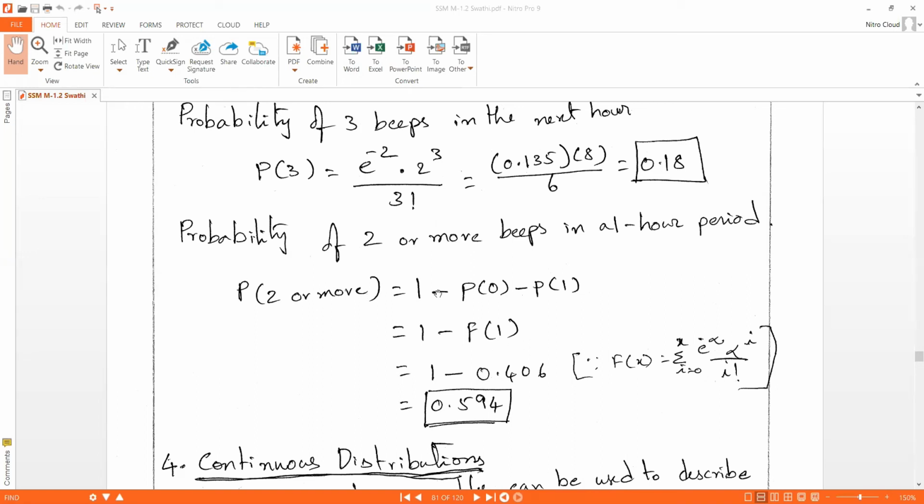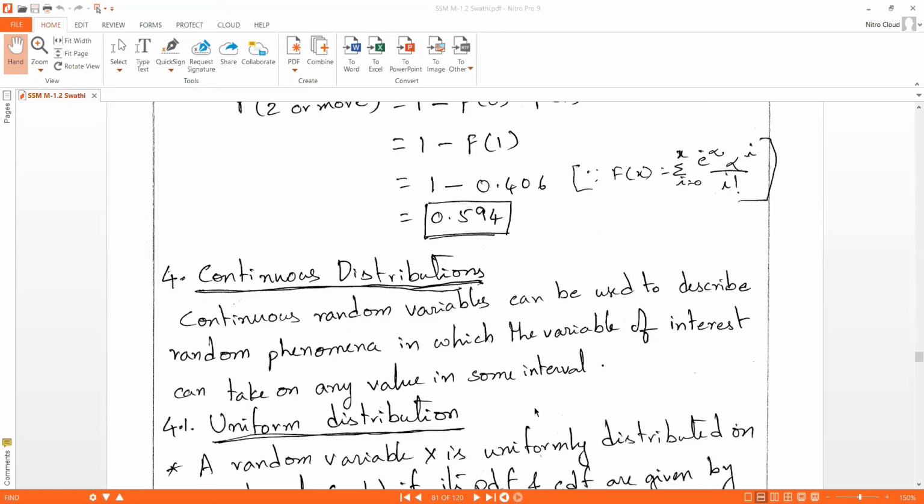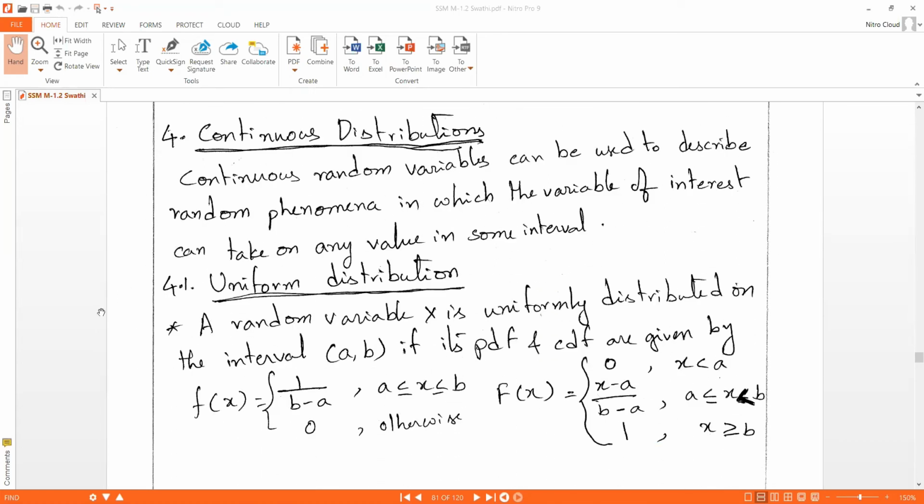Okay, so the F of 1 value we got as 0.406 by using this formula. That is, F of x can be calculated as the sum from i equal to 0 to x of e power minus alpha into alpha power i divided by i factorial. If you solve it, the F of x value we get is 0.406. So for 2 or more beeps, the value is 0.594. Okay, these are substitution kind of problems.